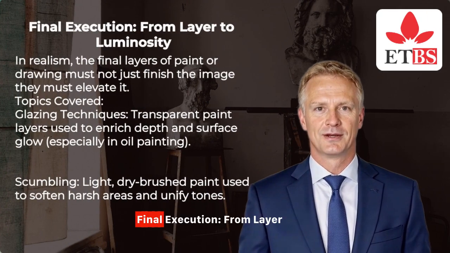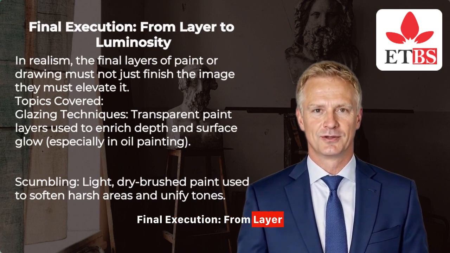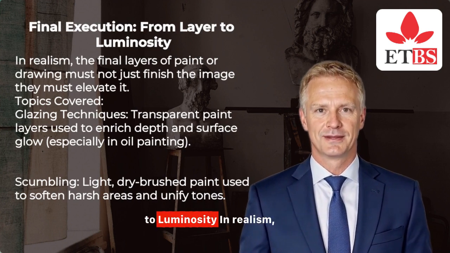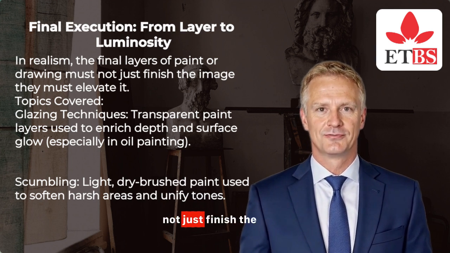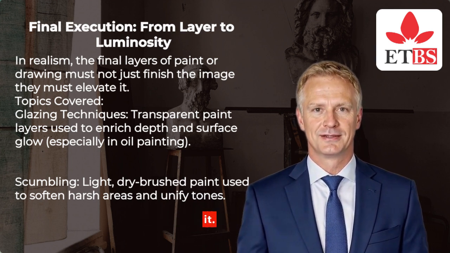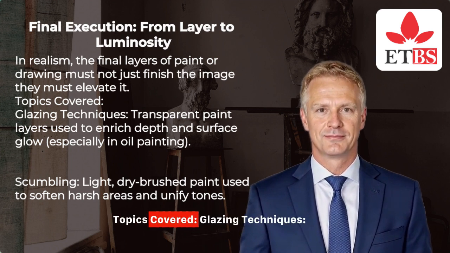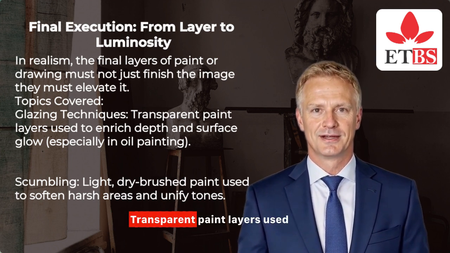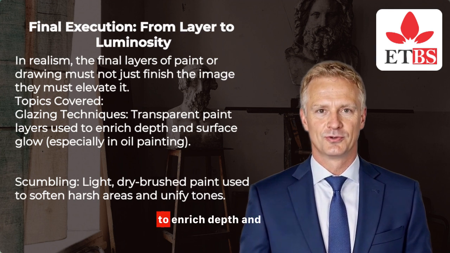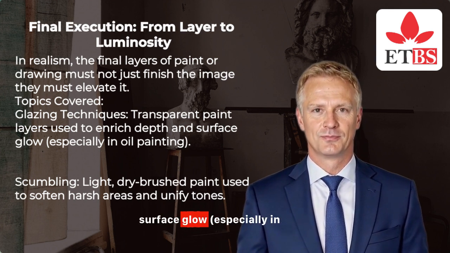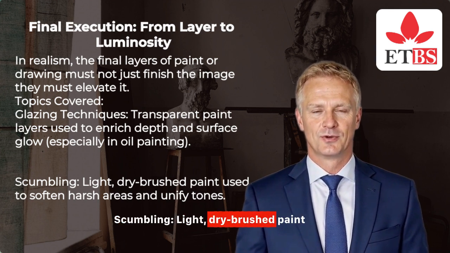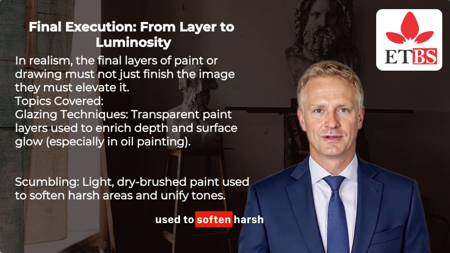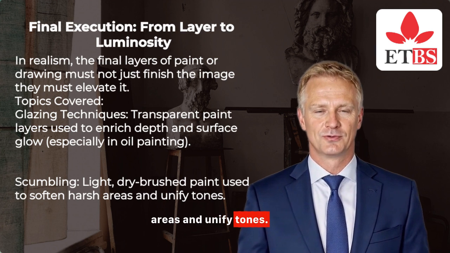1. Final execution, from layer to luminosity. In realism, the final layers of paint or drawing must not just finish the image, they must elevate it. Topics covered: glazing techniques, transparent paint layers used to enrich depth and surface glow, especially in oil painting. Scumbling, light, dry-brushed paint used to soften harsh areas and unify tones.